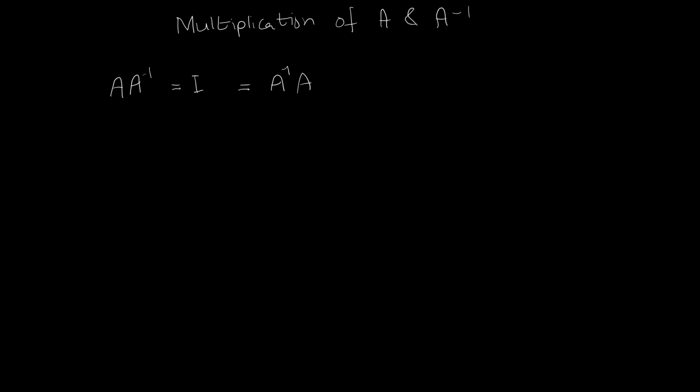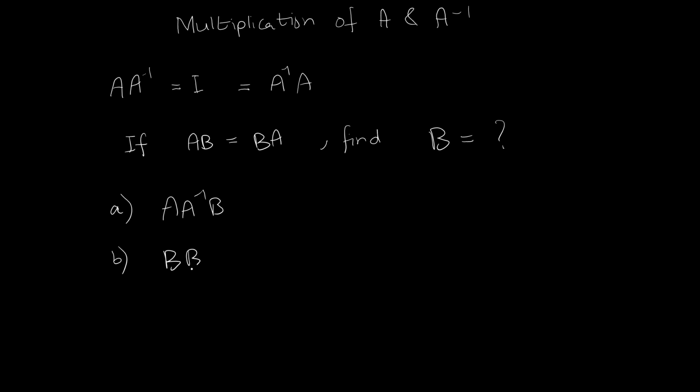So suppose there's a question which says, given AB equals BA, find the value of B, and then in the options you will have multiple options. For example, A inverse B, or B inverse A, or maybe just B, or maybe A inverse BA. Now, which one is correct? You have to derive it.